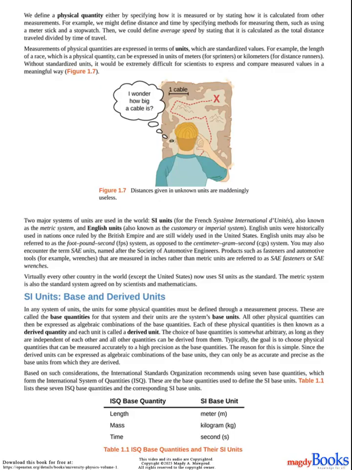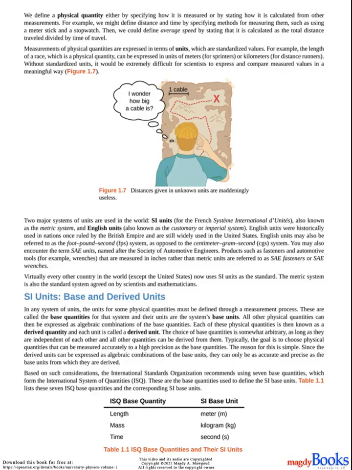The choice of base quantities is somewhat arbitrary, as long as they are independent of each other and all other quantities can be derived from them. Typically, the goal is to choose physical quantities that can be measured accurately to a high precision as the base quantities. The reason for this is simple. Since the derived units can be expressed as algebraic combinations of the base units, they can only be as accurate and precise as the base units from which they are derived.